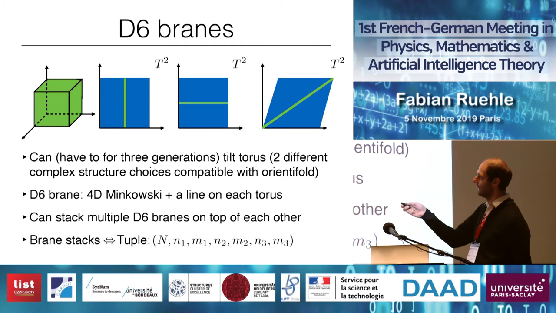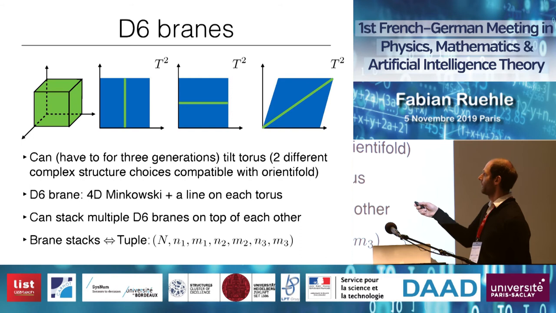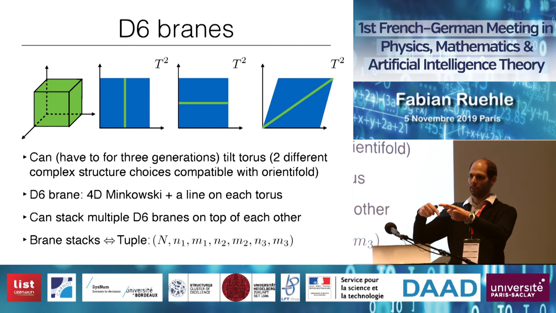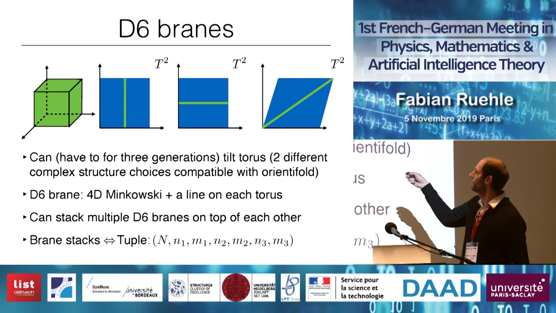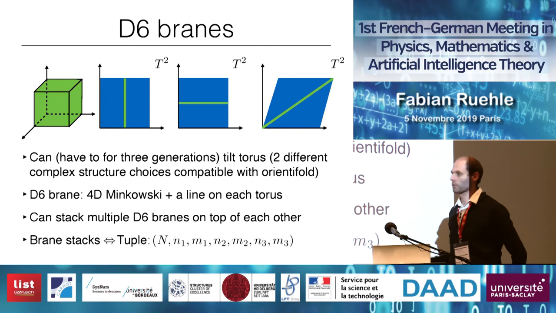They fill the three space dimensions here, and then they wrap a line on each of these tori. So if I have this torus, I can wrap it like this, or I can wrap it like that, or I can wrap it in both directions. So this would just wrap it like this. This cycle here would wrap the torus like that, and this one would wrap it like this, running around each of the cycles of the torus.